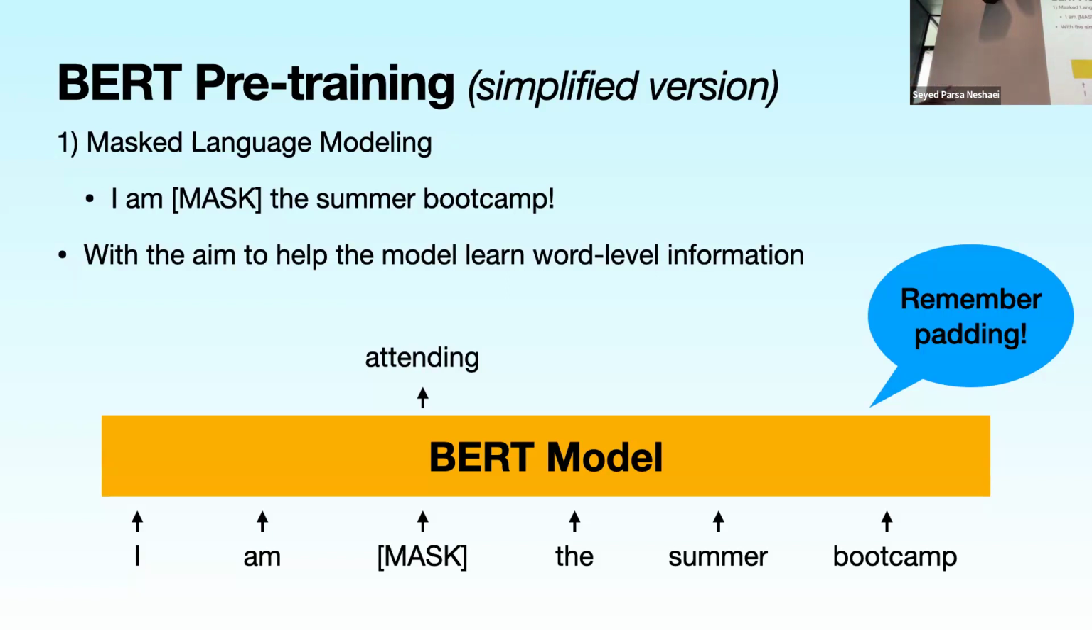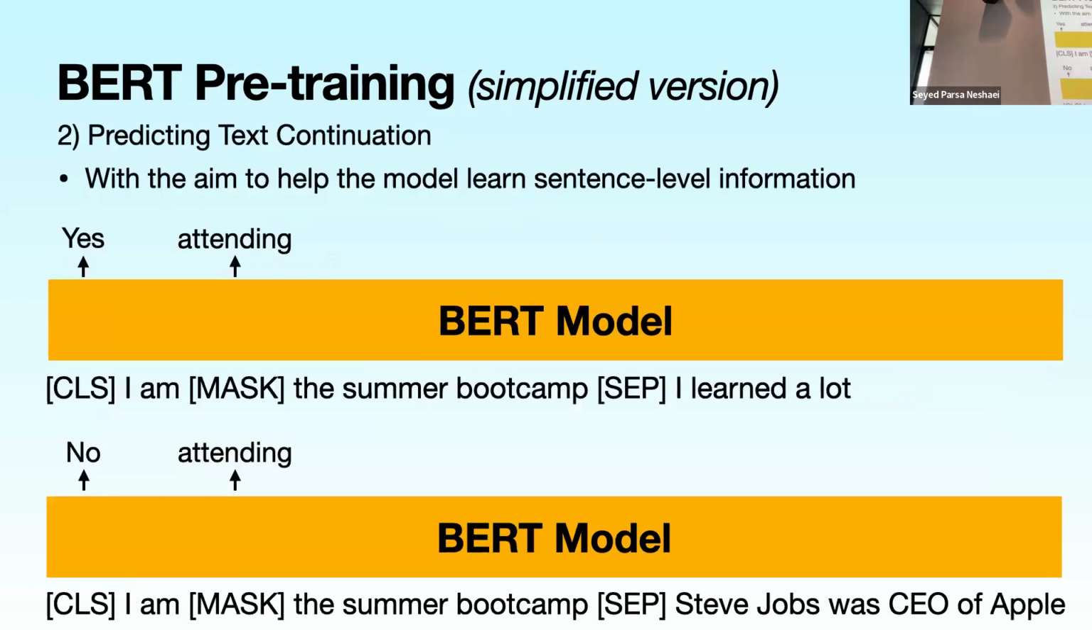But the architecture is the same, right? So we add paddings until the sentence gets into the context size, and then we predict the mask. So that's it. Perfect. So this is one thing that they pre-trained BERT with. And the other task that they also optimize for is predicting text continuation. What does it mean?